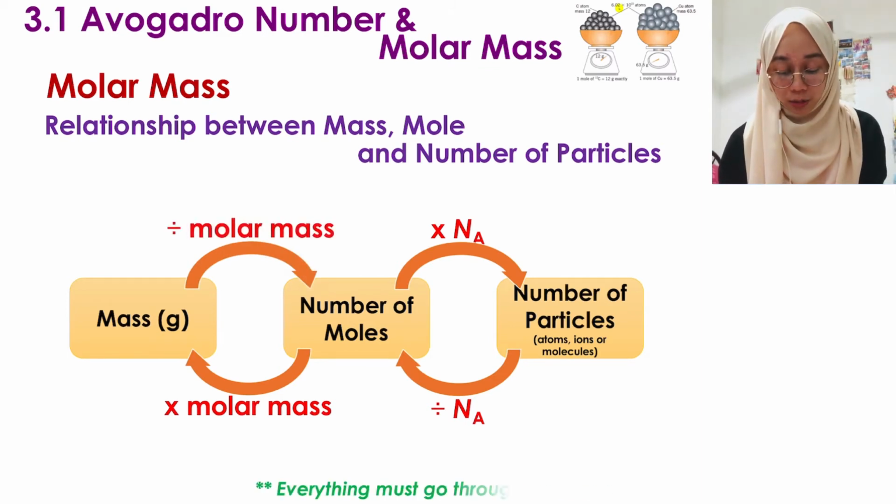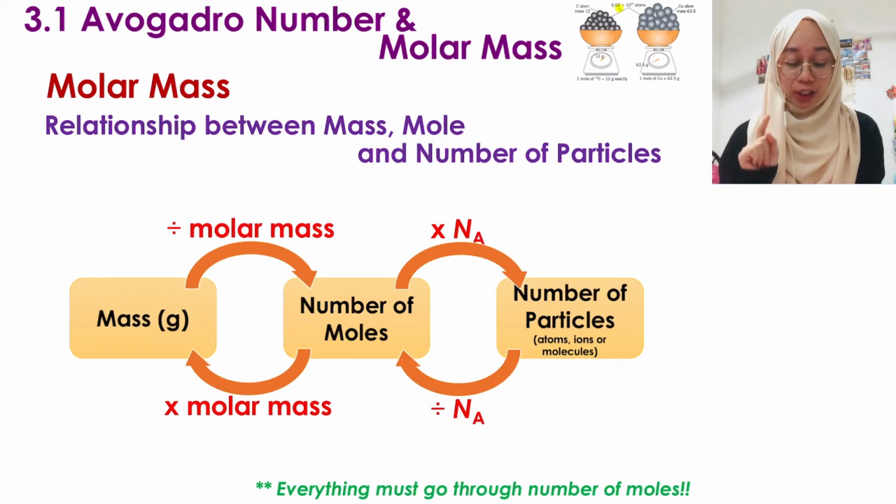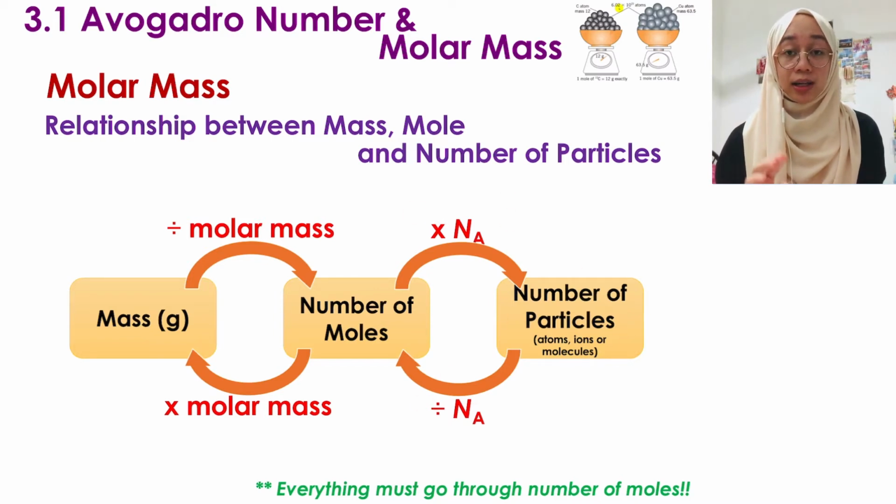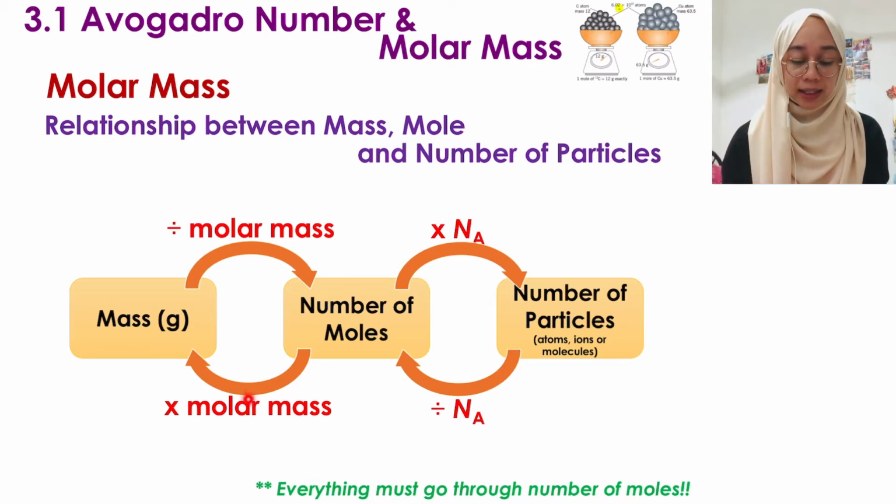Okay, so you need to remember that everything must go through the number of moles. You can't simply, if you are given a mass, terus cari number of particles. Kena cari dahulu number of mole, and then baru kamu boleh cari number of particles. Macam Avogadro number ni pula, it is a constant kan, so there's no need for you to look for it. Tapi macam molar mass, depends on the element or the compound given to you, you first need to look for the molar mass lah. Kamu kena calculate dahulu.